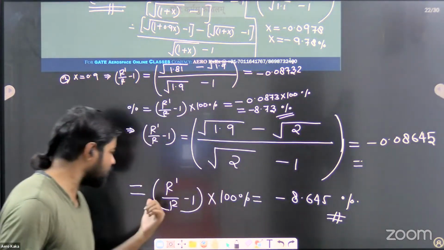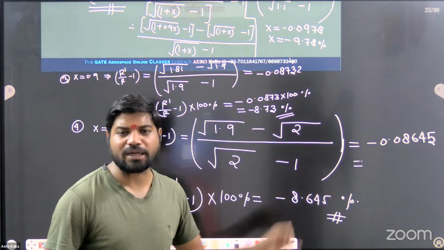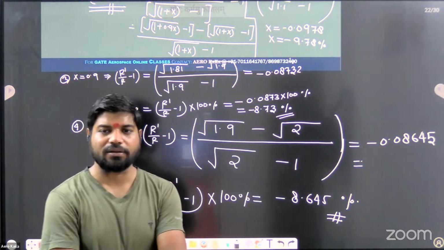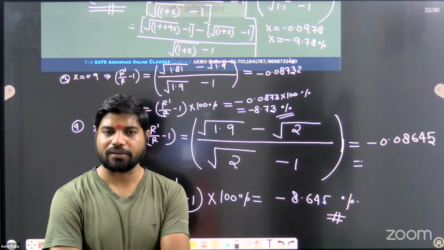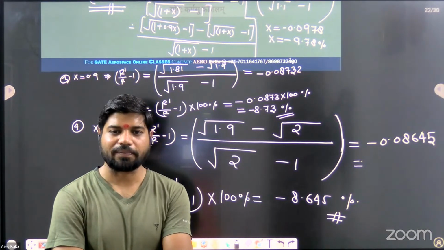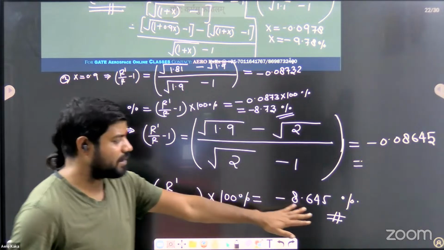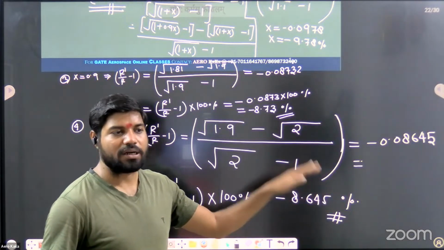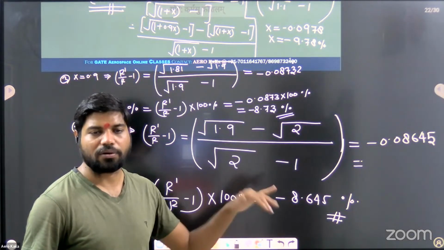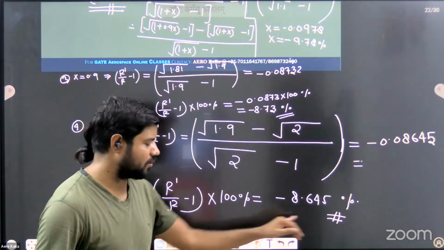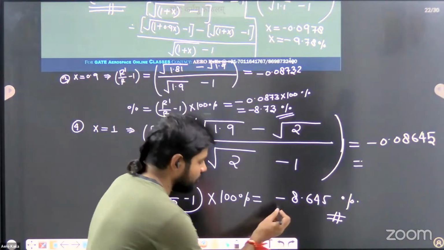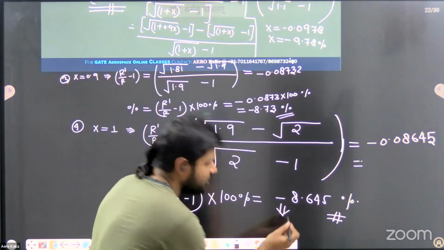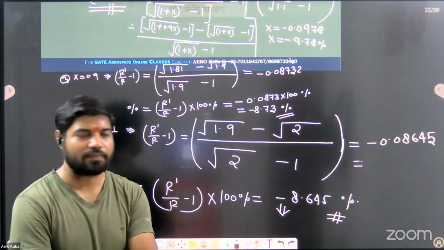What is the meaning of minus here? Minus is indicating that's a reduction, or you can say loss in the range, right? So it says the range is decreasing, or you can say it is lowered by or reduced by, or it reaches minus 8.645. So please write somewhere: minus means loss here, or you can say reduction.